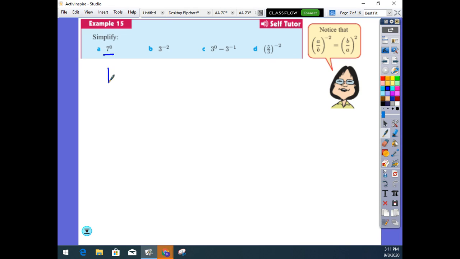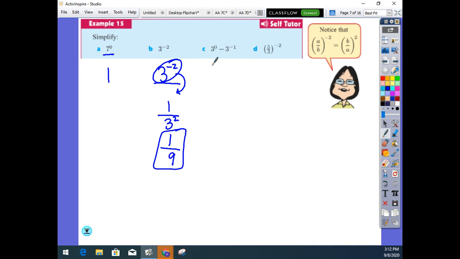It's not considered simplified with a negative exponent, so let me just rewrite this. The first thing I'm going to do is move everything to the bottom. Notice I'm taking the whole thing to the bottom and the exponent becomes positive. What will force it to be on the bottom is if I put a 1 in the numerator. And then the most simplified answer, 3 squared, is 9. So 1/9.